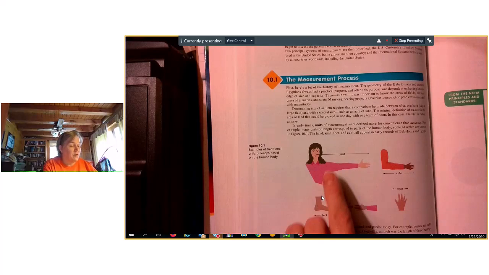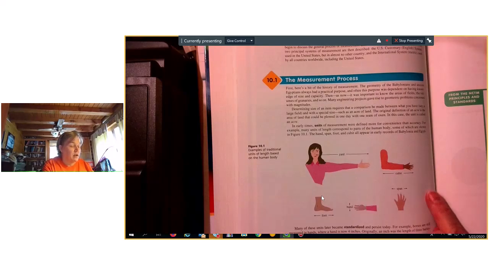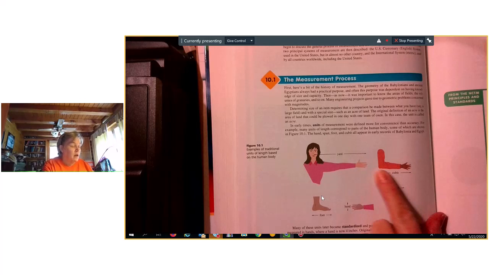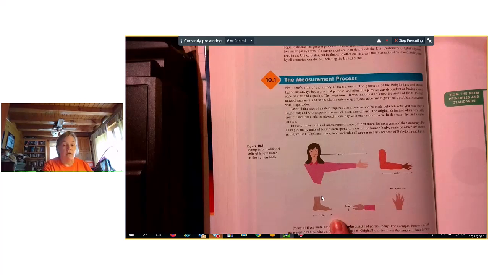Now, this is different ways that you can look. Here is a cubit if you're looking at from your elbow to the tips of your finger. Your heel to the toes is called a foot. You have a hand, which does not include your thumb, and then the span includes your thumb.